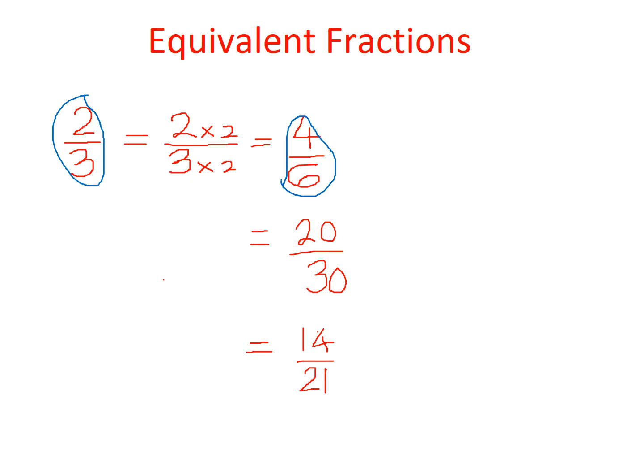Yes, multiply by 7. 2 times 7 gives you 14, and 3 times 7 gives me 21. Remember, our original fraction was 2 over 3. But if I multiply 2 by 7, I get 14. If I multiply 3 also by 7, I get 21. Equivalent fraction, done and dusted.